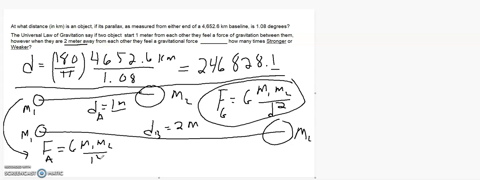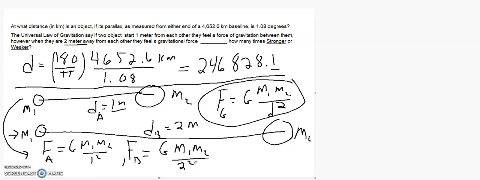And then here, let's look at this in situation 2. So we'll call this F sub B, right? So that's this situation right here that we're talking about, and we know that they're 2 meters apart. All right, and so that's equal to G. And again, it's the same masses, mass 1 and mass 2. Those two have not changed in this particular situation, but now it is 2 squared, right?